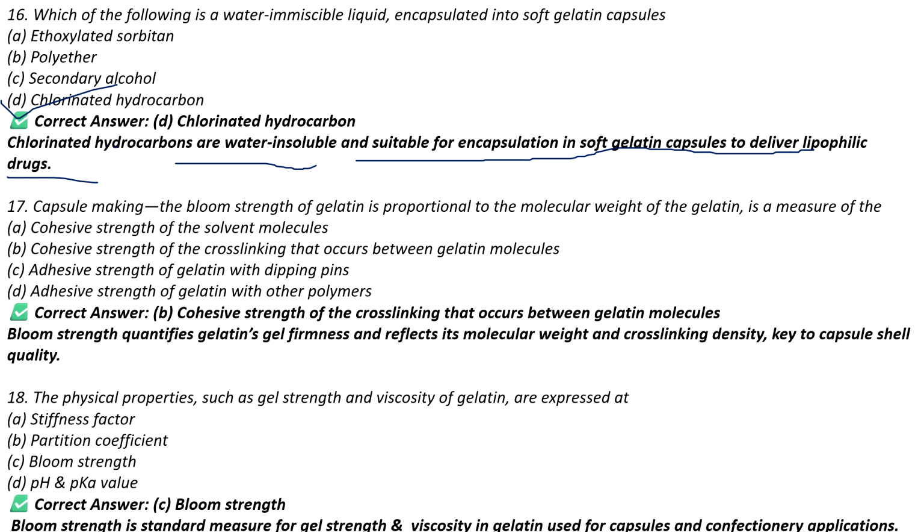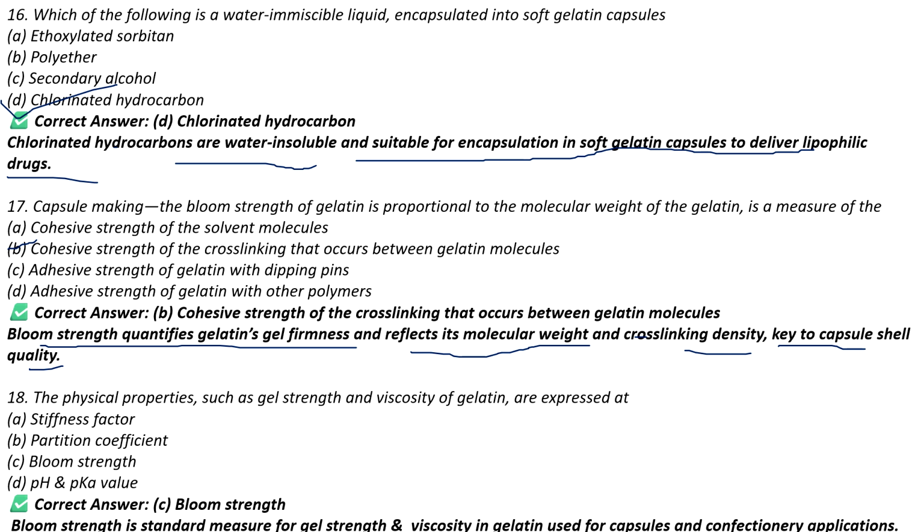In capsule making, the bloom strength of a gelatin, which is proportional to the molecular weight of gelatin, is a measure of the. Options are: cohesive strength of the solvent molecule; cohesive strength of the cross-linking that occurs between gelatin molecules; adhesive strength of the gelatin with dipping pins; adhesive strength of gelatin with other polymers. So the bloom strength quantifies gelatin gel firmness and reflects its molecular weight and cross-linking density, key to capsule shell quality. So we can say option B, that states cohesive strength of the cross-linking that occurs between the gelatin molecules, is the correct answer for this question.